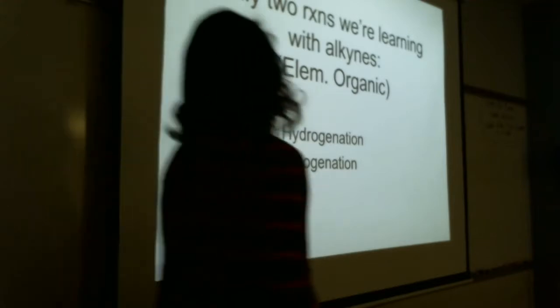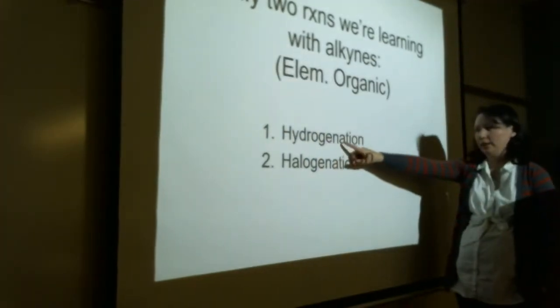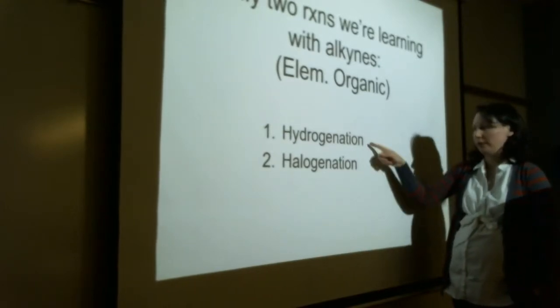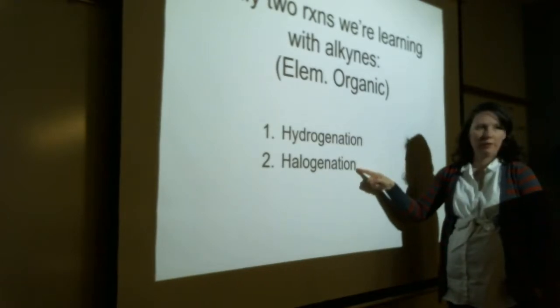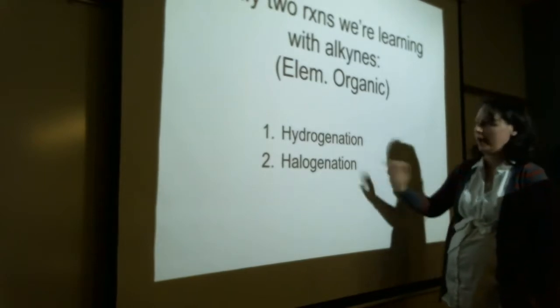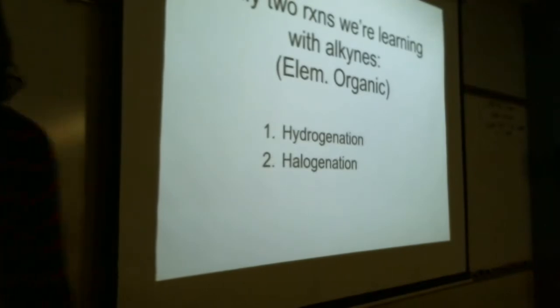So let's refresh our memory. What is hydrogenation if we're doing an alkene? It's a reaction with H2, right? And what's halogenation a reaction with? Group 7, so it could be Cl2, Br2, so any halogen. So these, I think, are pretty self-explanatory.